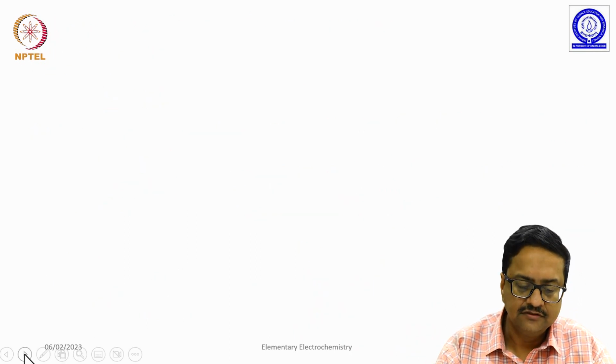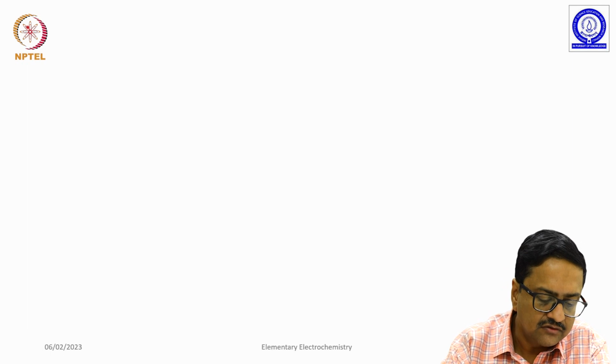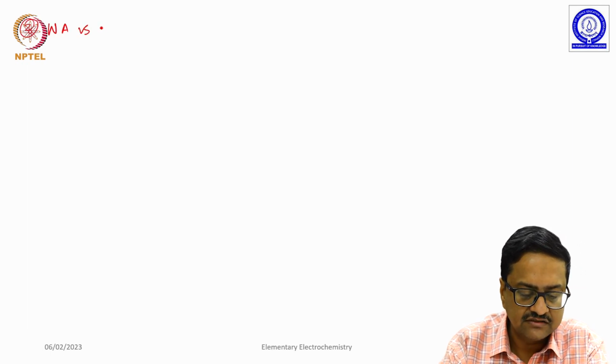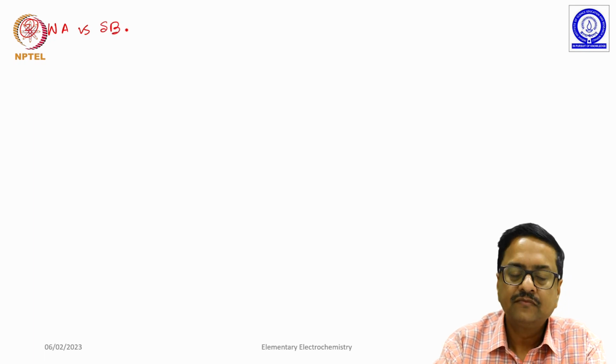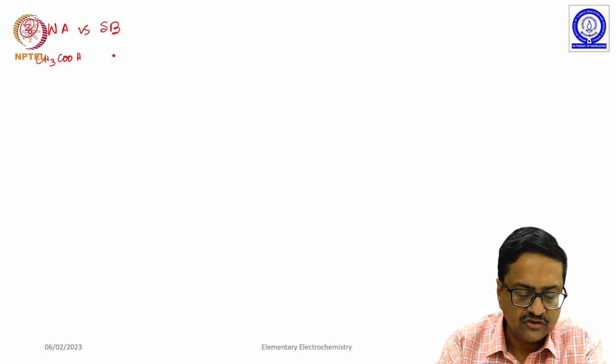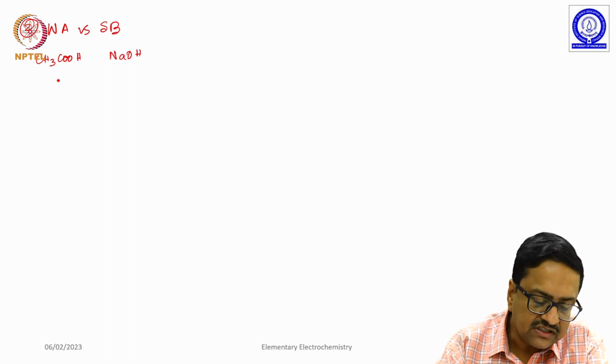The next thing is weak acid versus strong base. Here my weak acid is acetic acid and the strong base is NaOH. What happens in the case of a weak acid?